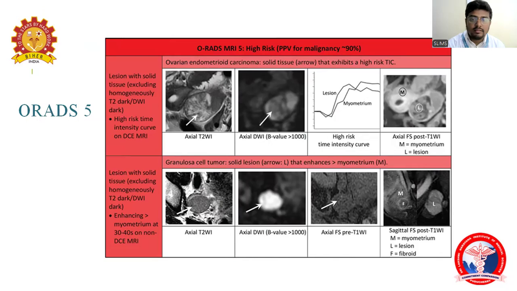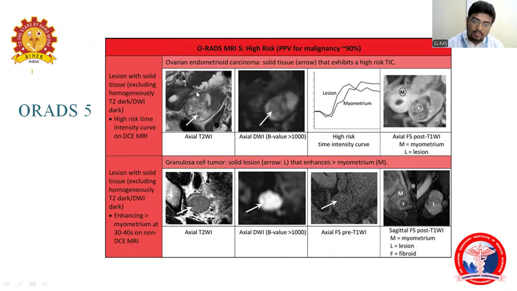And finally, the O-RADS 5 category, which will include high-risk lesions with a positive predictive value for malignancy of more than 90%. Here we will have two sets of lesions. One will be based on the DCE MRI time intensity curve, and another one based on the enhancement of the lesion compared to the myometrium. First one is the ovarian endometrioid carcinoma.